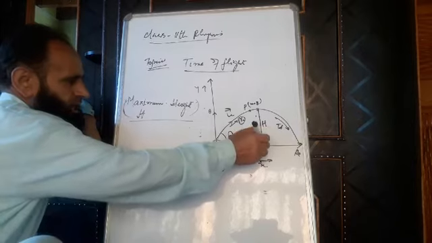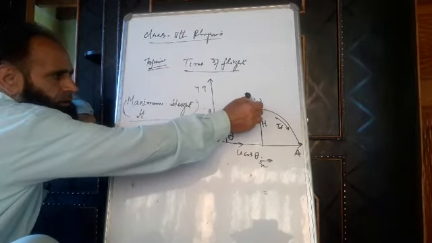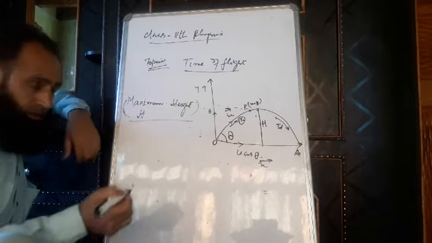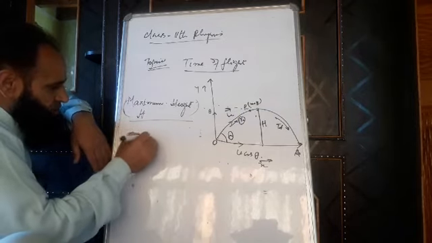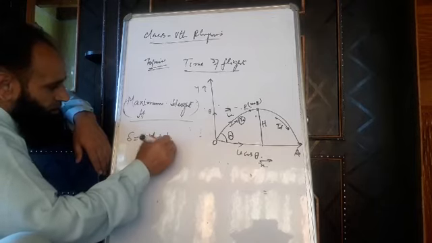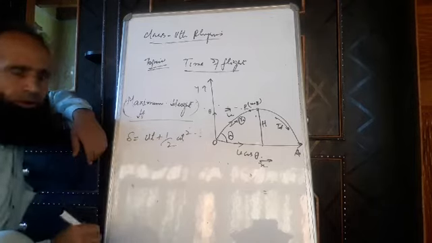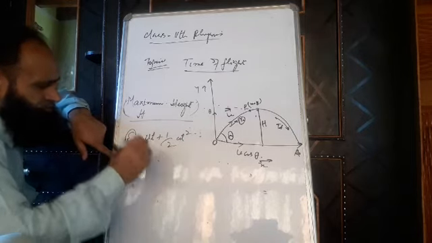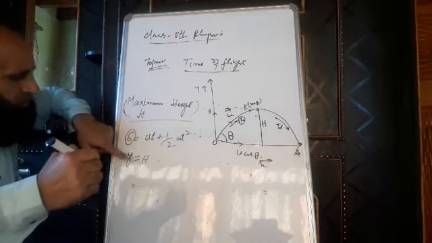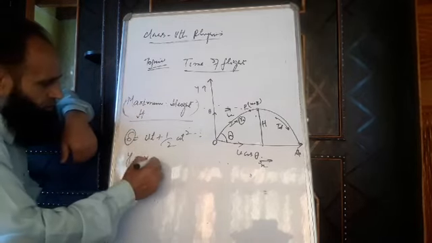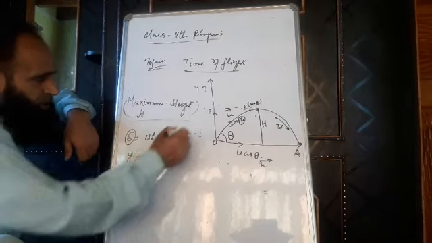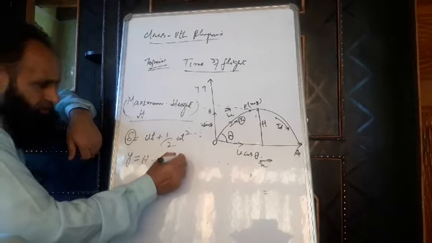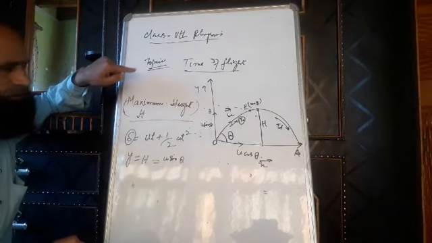We know that this h may be a value of y. It is also equal to y. So we can say by the second equation of motion, s is equal to ut plus 1/2 at square. Here s is equal to y, that is equal to h, the maximum height. So that is equal to ut. Instead of u, we can write u sine theta. Instead of t, we have found the value of t.